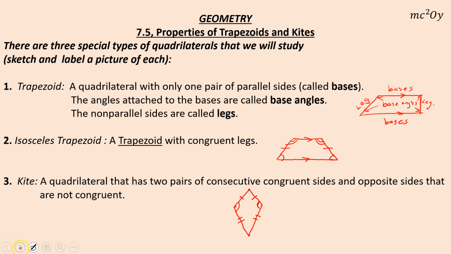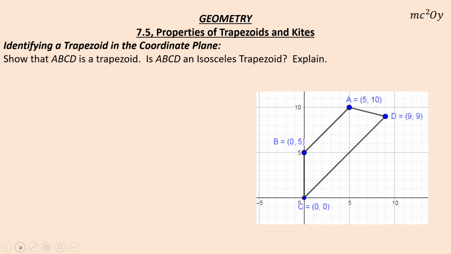All right, so let's go ahead and take a look at this. Let's show that ABCD is a trapezoid, and then see if it's an isosceles trapezoid. So the first thing we'd have to do is show that we have parallel sides. The first way to do that, if I have a picture, is to look at the slope, and that slope is pretty easy to find. It's a rise of 5, run of 5, or a slope of 1.